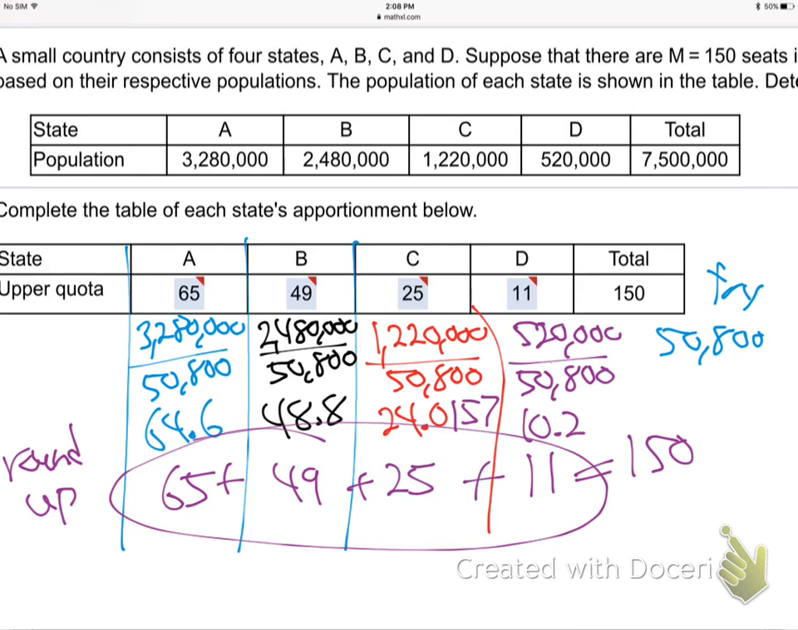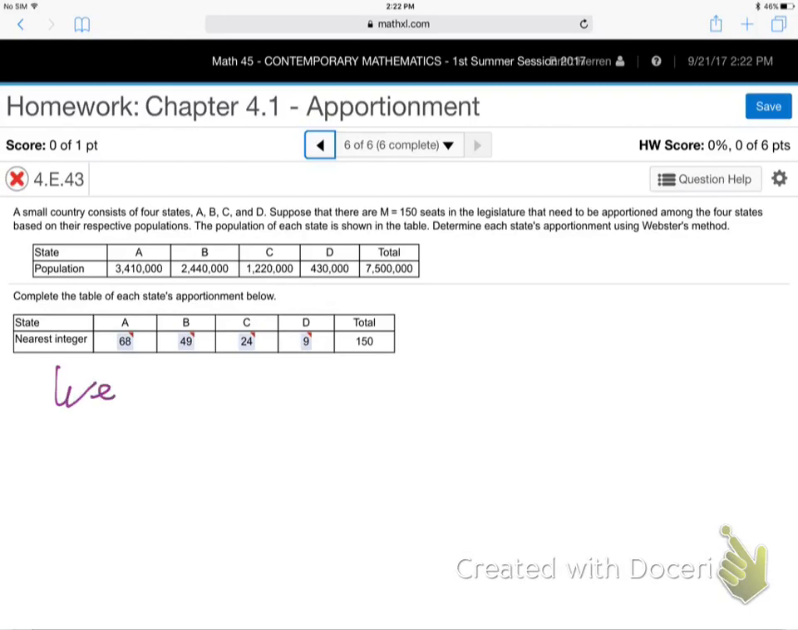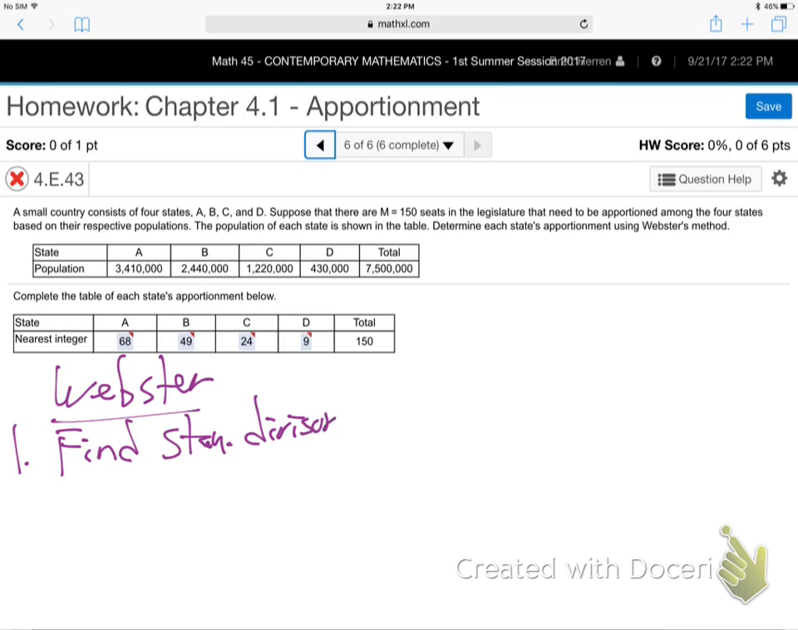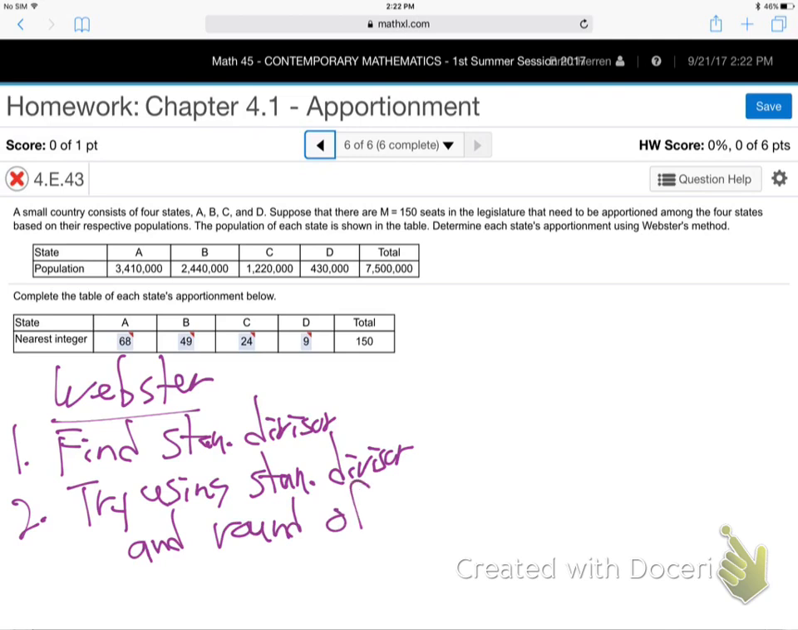Now, last, Webster's method. First off, you find the standard divisor. We always find the standard divisor for all these methods, right? For Adams, you go up. Jefferson, you go down. For Webster, you try using the standard divisor and round off. 0.5 up, 0.4 down. You know, like normal rounding.